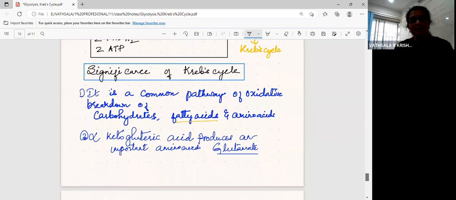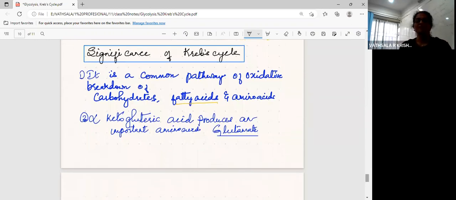Now, what is the significance of this Krebs cycle? So now when we talk about photosynthesis and respiration, we say that respiration is a catabolic process and photosynthesis is an anabolic process. Why do we call it a catabolic process? Because the organic compounds break down here, right?